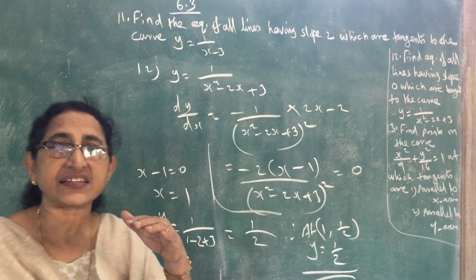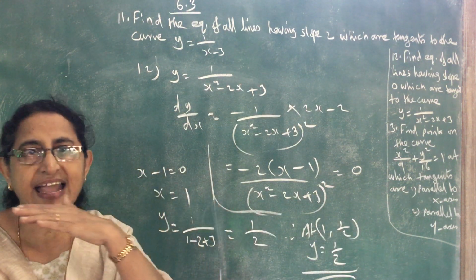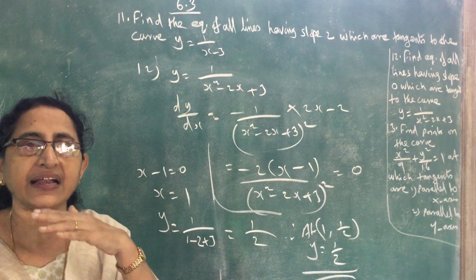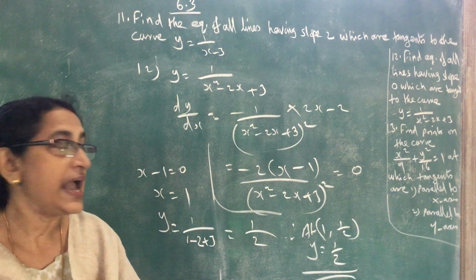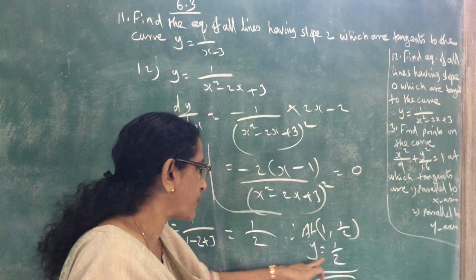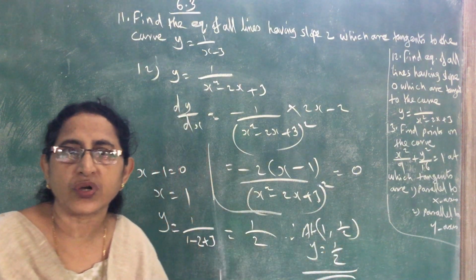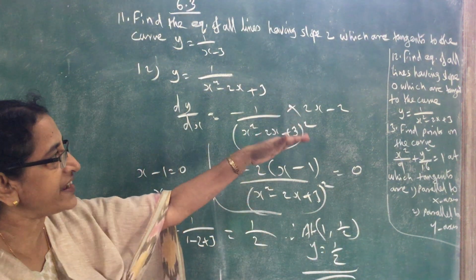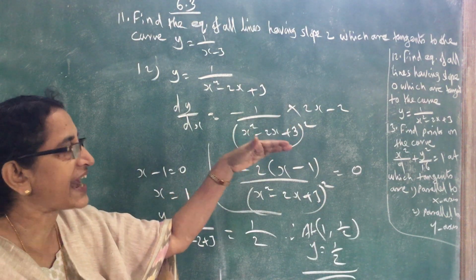Since the slope of the tangent is 0, it is parallel to x-axis. So the equation of a line parallel to x-axis is y equal to a constant. And it passes through 1 by 2, therefore y equal to 1 by 2. That will be the equation of the line having slope 0 and tangent to the curve.